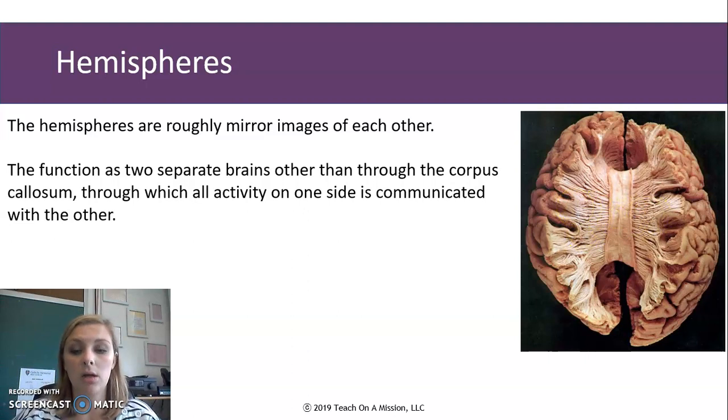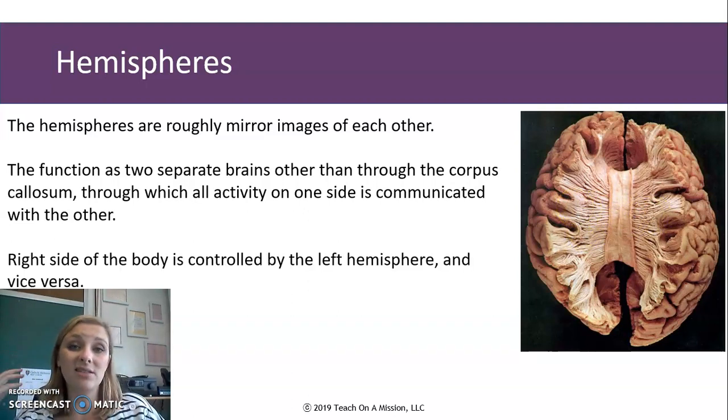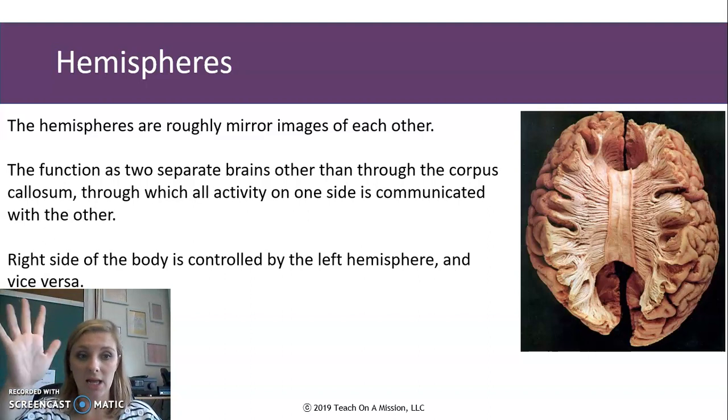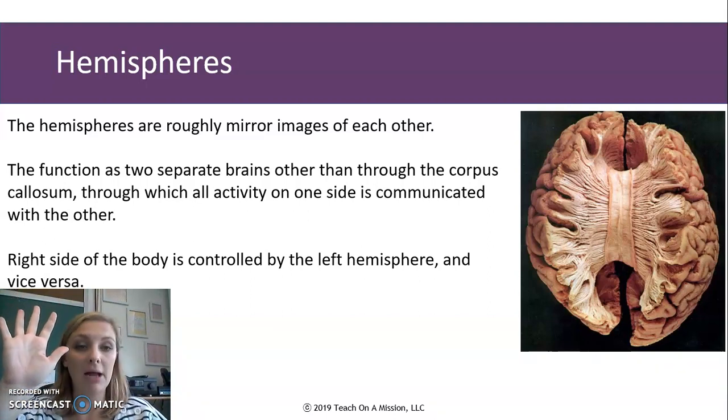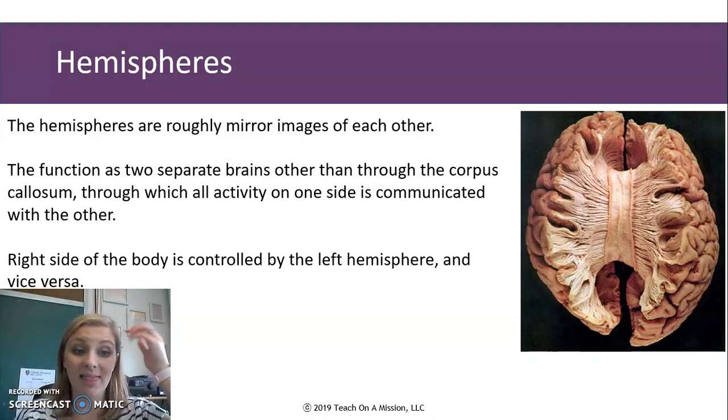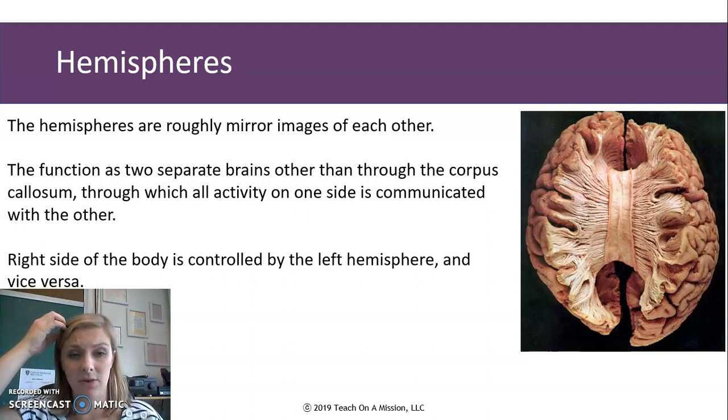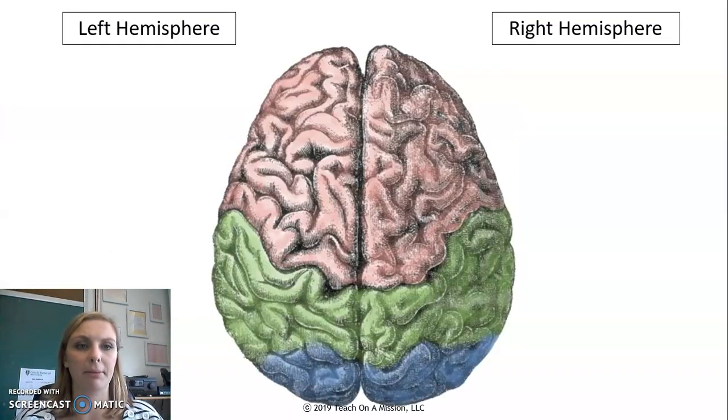So in our hemispheres, our right side of the body, so my right hand, I know it's opposite for you, but my right hand is controlled by my left hemisphere. It's opposite. And then it's vice versa. My left hand is controlled by my right hemisphere. Okay? And the only way that this can work or happen is through these connecting fibers. So the information is crossing over our brain in order to control the different sides of the body.